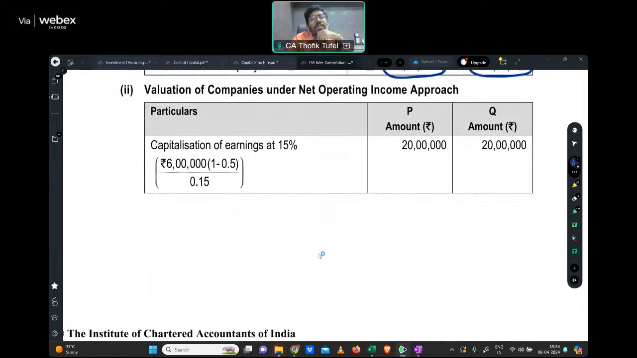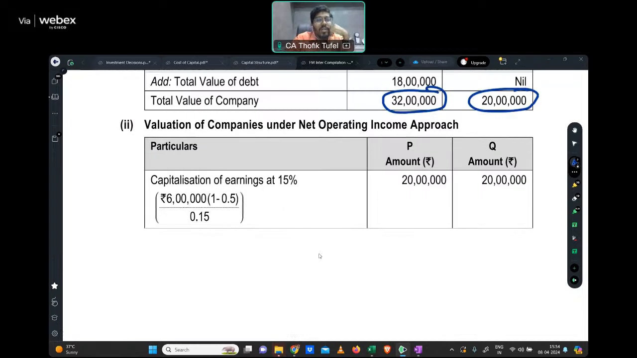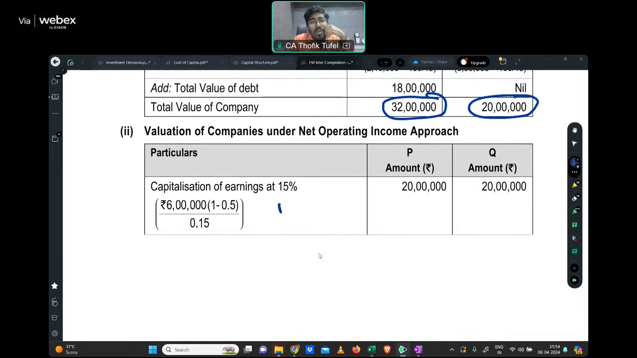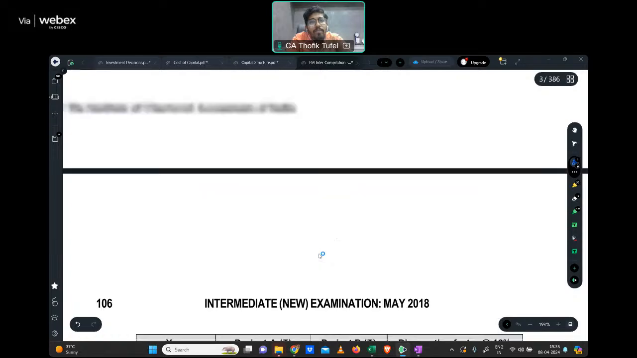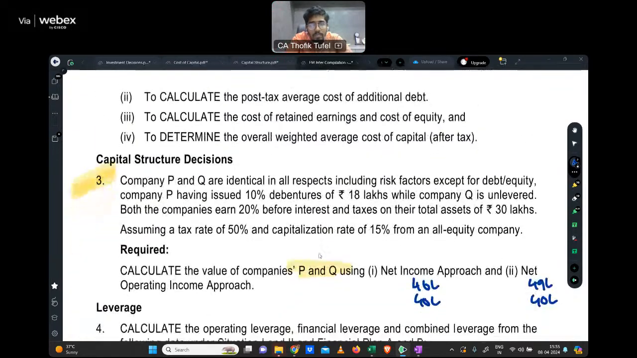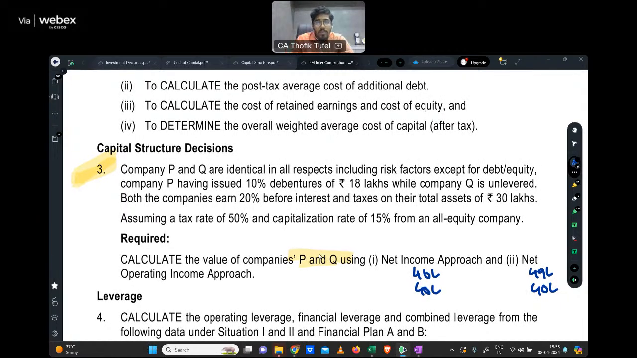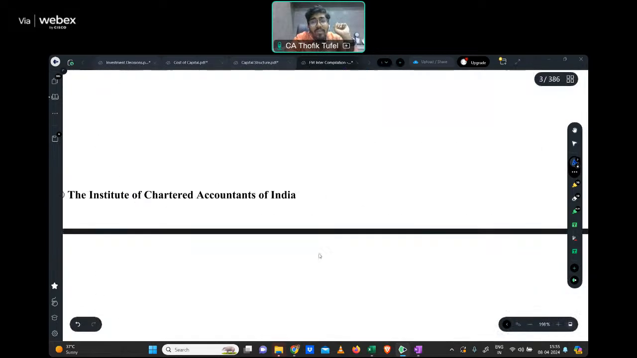So how do I do this net operating income approach, sir? In the net operating income approach, again you have to take net operating income after taxes. So EBIT into 1 minus T, which is called operating income after taxes, divided by 15%, which is the overall cost of capital, which is given. So 15% is the capitalization rate for an all equity company. So KO is equal to 15% for an all equity company, which means for an unlevered company, the KO is 15%.